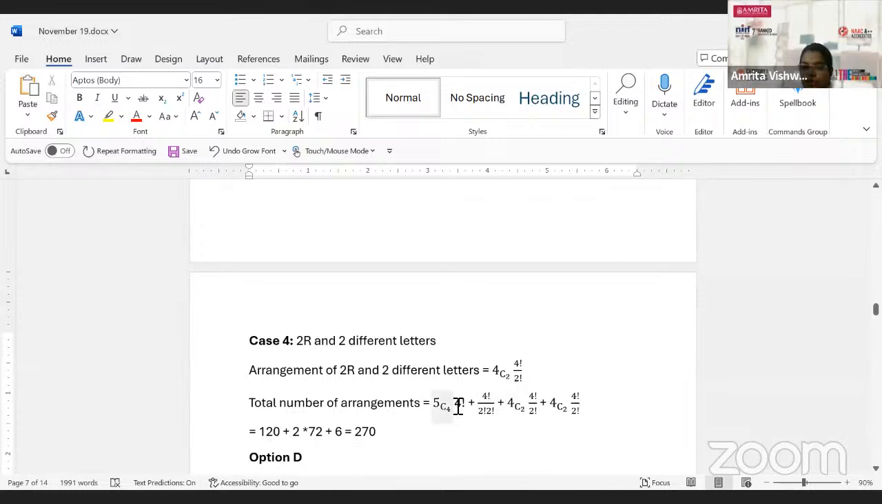So this is the first one, 5C4 into 4 factorial. The second one is 4 factorial by 2 factorial into 2 factorial. Then the case where we consider R. So this is like 72, so it becomes 2 into 72. This is 120 and this is 6. So you have the answer as 217.